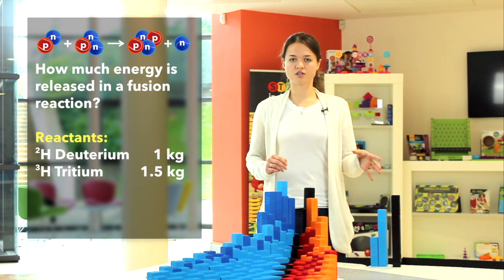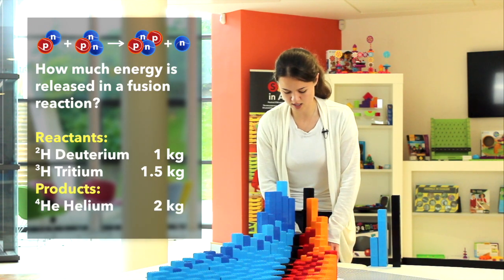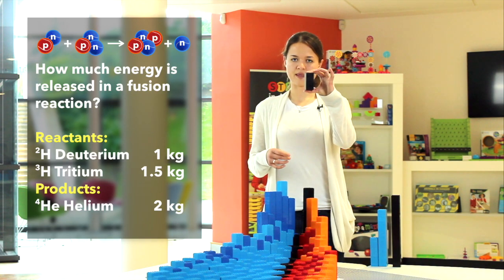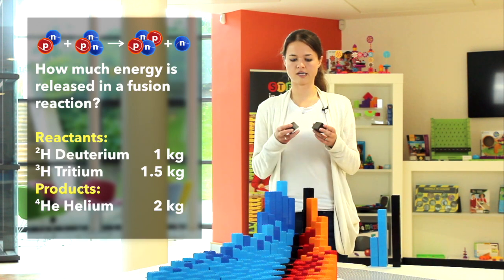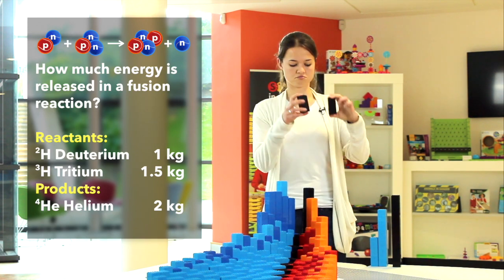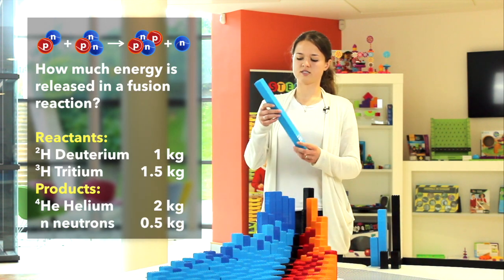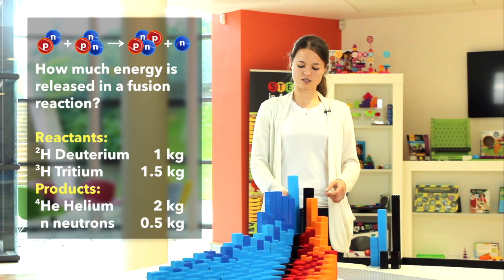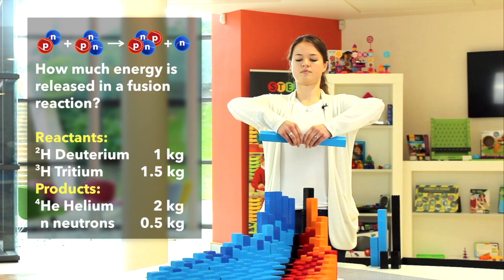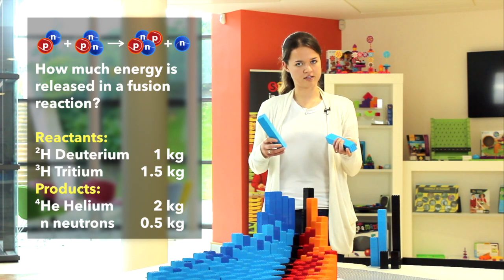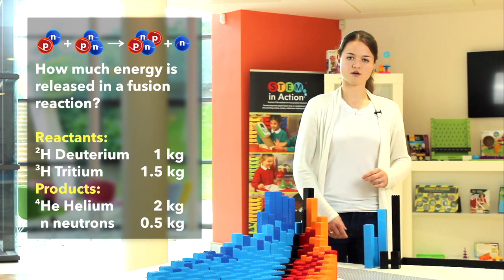And our products are helium. Helium's right down. It's a pretty small tower, so it's tricky to see. But this is our helium tower. Because helium has got 2 protons and 2 neutrons, we have to create 2 kilograms of helium to balance our reaction. So it's there. And we also create our neutron. This is the neutron tower. It's the tallest tower in the chart. But we only create 0.5 kilogram of neutrons because the neutron is only half as heavy as the deuterium nucleus. So those are our towers.